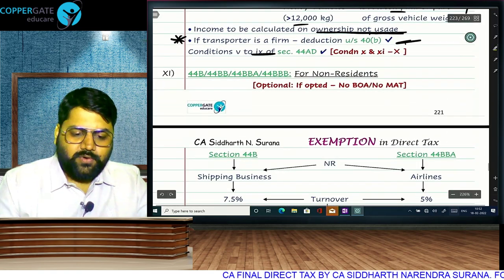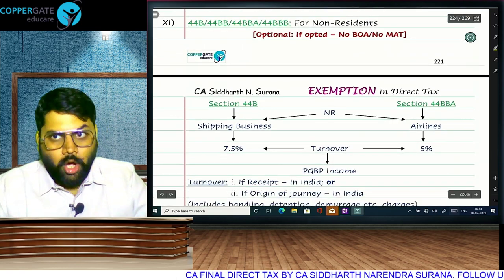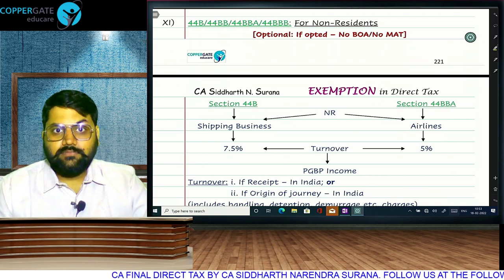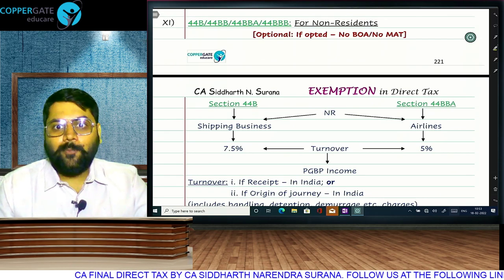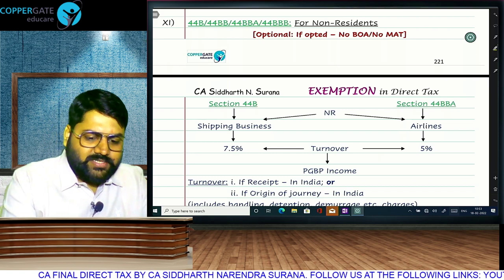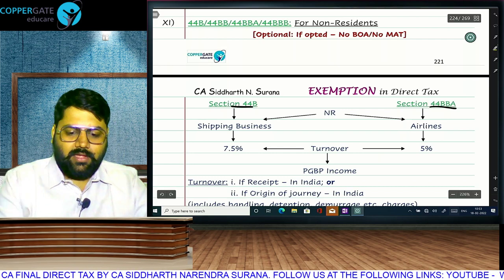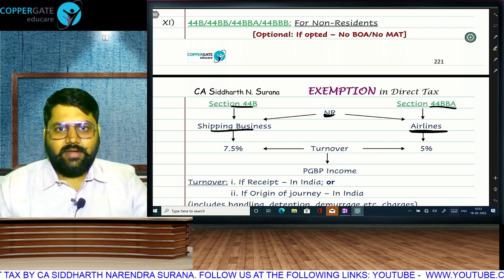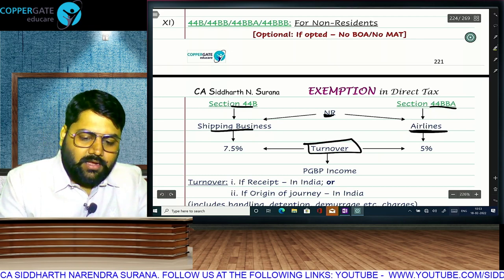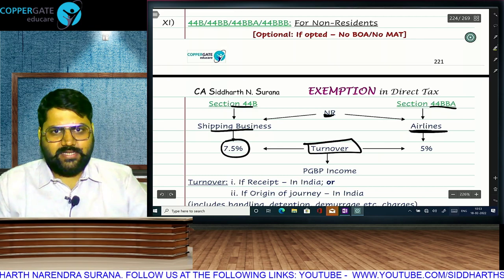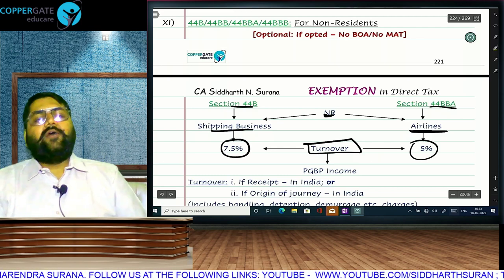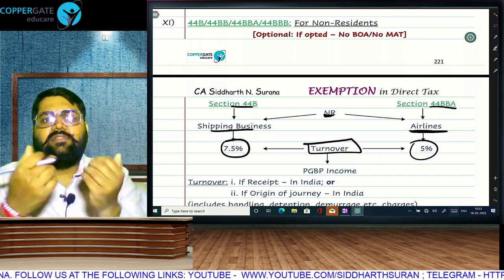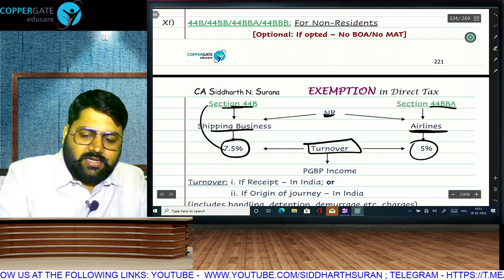And now we have 4 sections of presumptive taxation for non-resident. One more thing I would like to remind you about these sections. If you take this, then MAT is not applicable. If opted, then MAT is not applicable. First, let's talk about 44B and 44BBA. Non-resident engaged in shipping business, non-resident engaged in operation of aircraft in India. We will take your turnover in India, and on that turnover for shipping business we will apply 7.5%, airline business 5%. That will be your PGBP under the respective sections.